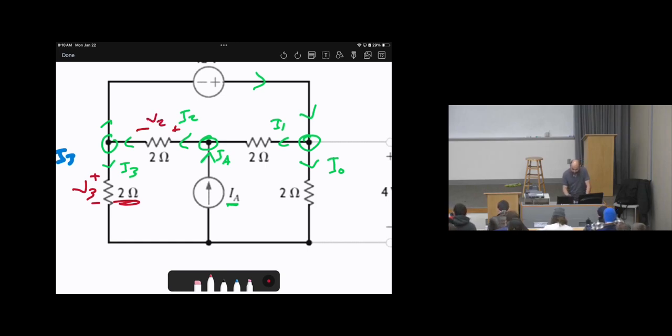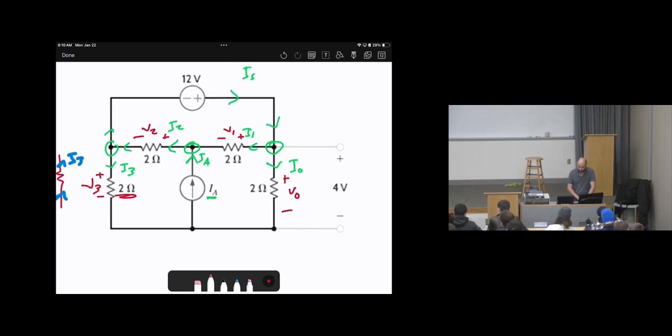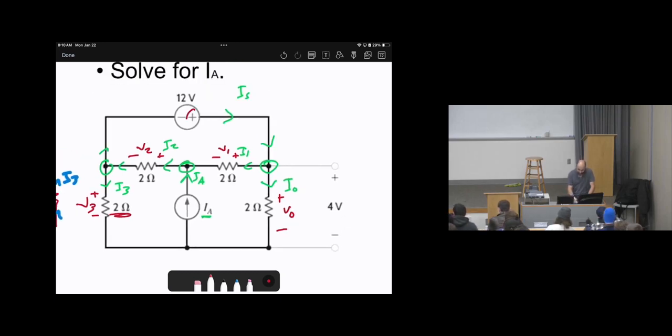Now, for I1, this resistor, this is plus, here is minus, and here is V1. Now for the 2 ohms resistor, this is plus, this is minus, and this is V0. Then we have the voltage source, whose polarity is given, so we don't need to assume a voltage polarity.